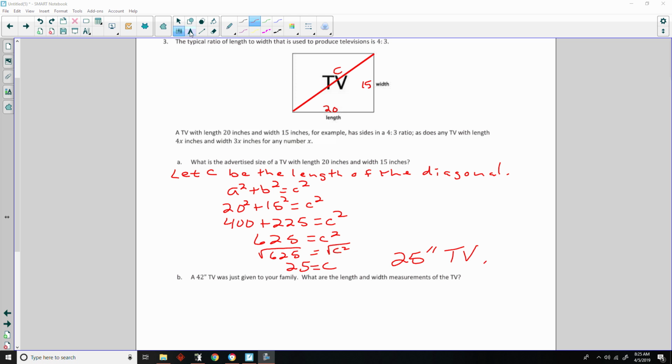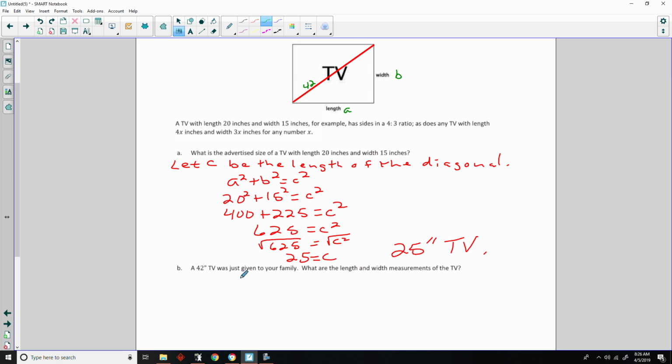Okay, so now what they're saying is, I'm going to erase this C, and that 15 and that 20. Let me change to green this time. So now we know the 42-inch TV is the diagonal. So this is C, 42. What I don't know is A and B, but I know they're in a ratio of 4 to 3.